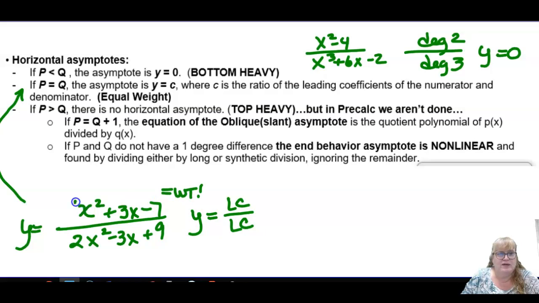So for this one, we had a leading coefficient of 1. This one had a leading coefficient of 2. So we would get y equals 1/2, and that would be our horizontal asymptote.